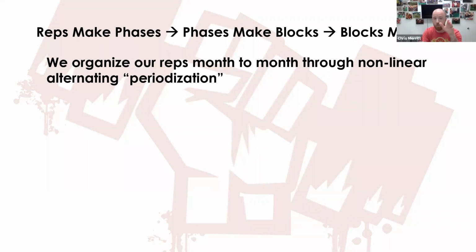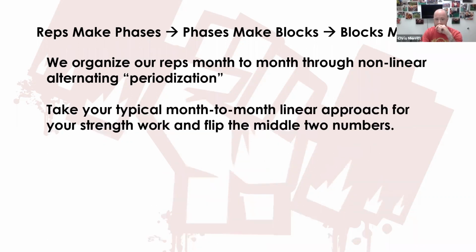So that being said, we organize our reps month to month through non-linear alternating periodization. Here's what that means. We're going to take our typical month-to-month linear approach for your strength work and flip the middle two numbers. Really it's not just for strength work. The linear, common approach would be, all right, we're going to do 8 reps for a month. Now we're going to increase the intensity and do 6 reps. We're going to increase the load a little bit more. Again, the intensity again, 4 reps. All right, we're going to increase even more. Now 3 reps. So as the reps are coming down, the weight is going up, right? And I'm sure we're changing up the number of sets that person's doing, but that's a traditional linear approach.